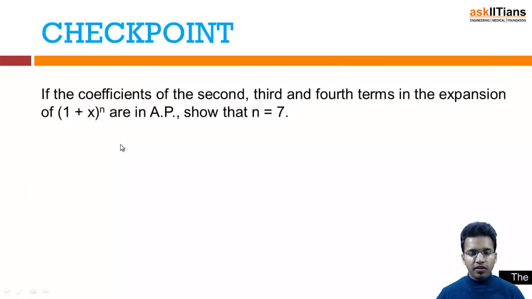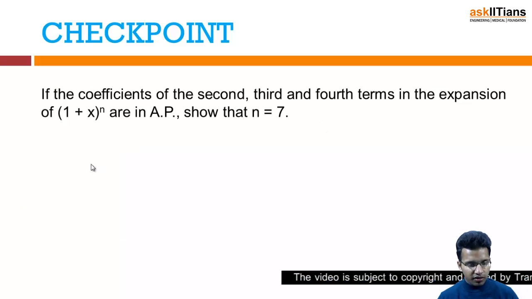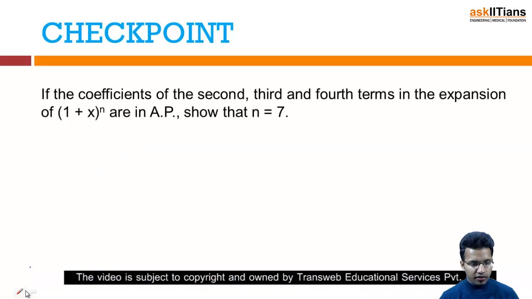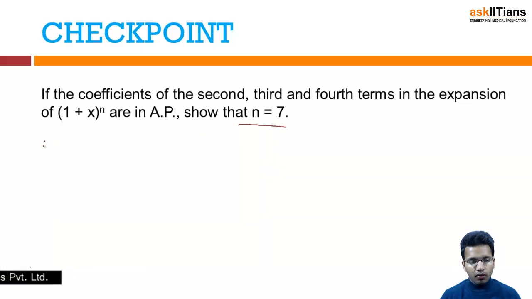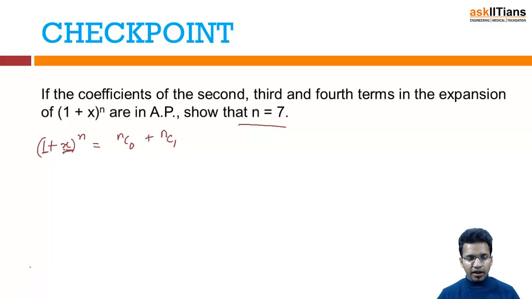If the coefficients of the second, third and fourth terms in the expansion are in AP, then we have to show that n is equal to 7. Now as you remember, the expansion of this was, again we start with nC0, 1 raised to any power is 1, plus nC1 x raised to power 1, plus nC2 x raised to power 2, and it will go up to nCn x raised to power n.